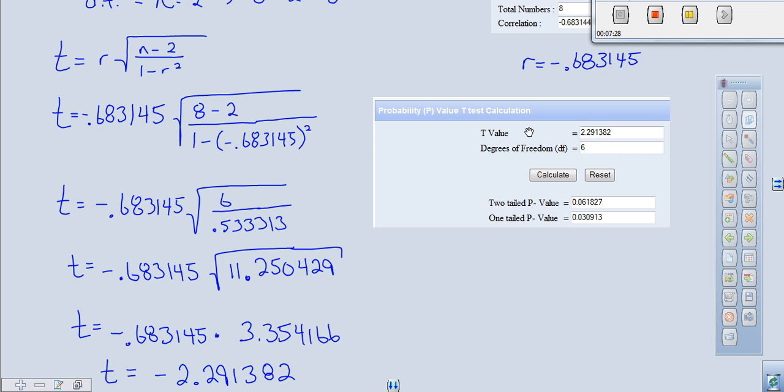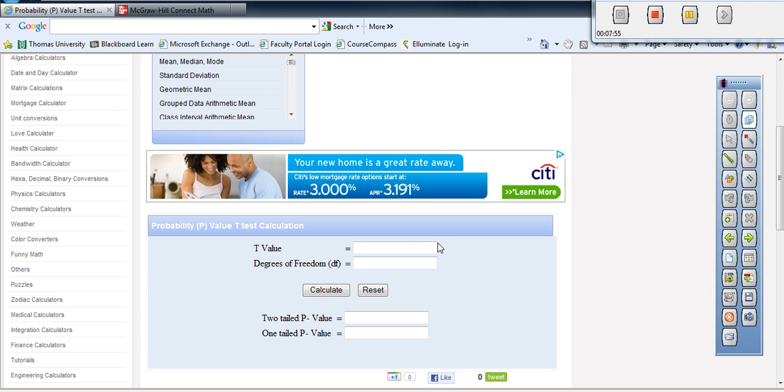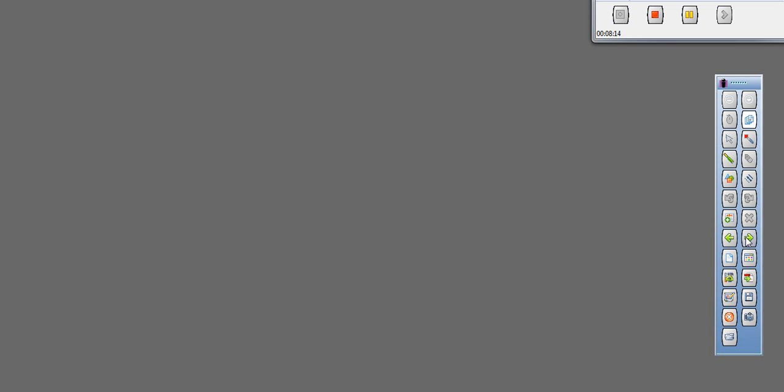So I took that t-value with 6 decimal places, I went back to my Easy Calculator and I plug it in. Now you'll notice when you type the negative, it goes away. Don't worry about that. 2.291382, degrees of freedom. Remember there's 8 objects, take away 2 of them. I have 6. I calculate. We go back now so you can see that's where I got those numbers.